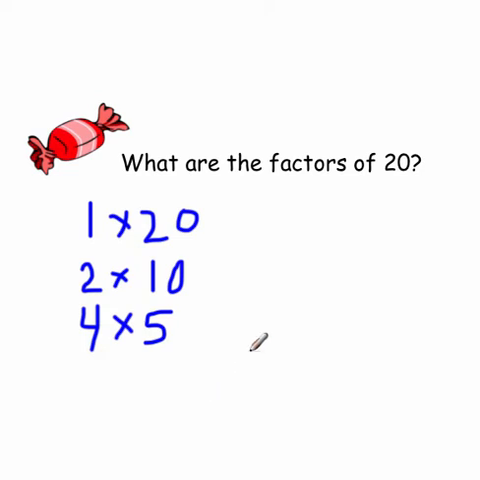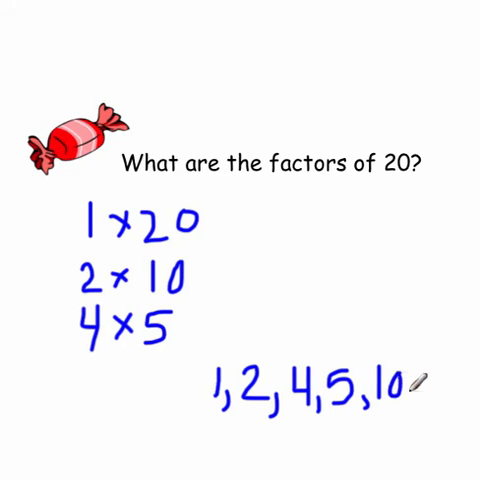If I wanted to write all the factors of 20, I'm going to start with my smallest number. I would say 1 is a factor of 20. 2 was a factor of 20. 4 was a factor of 20. 5 was a factor of 20. And then I had 10 is a factor of 20. And 20 is a factor of 20. 1 times 20 makes 20. So those would be all my factors of 20.